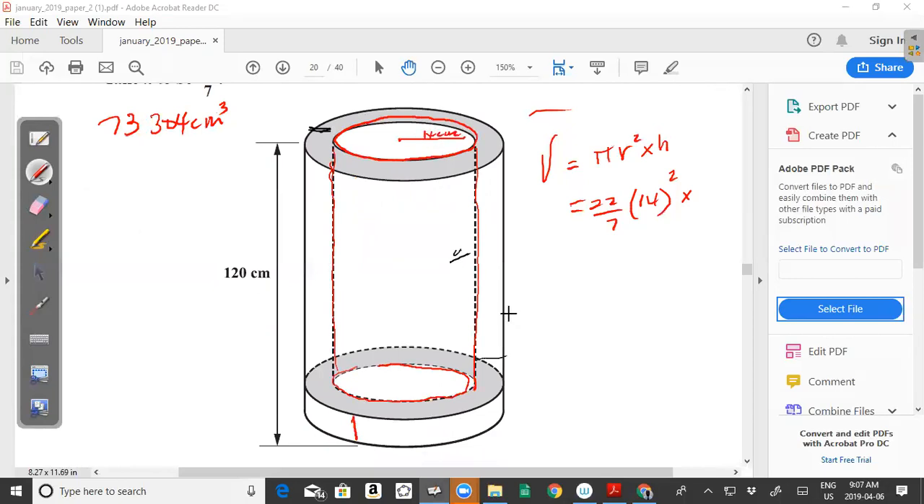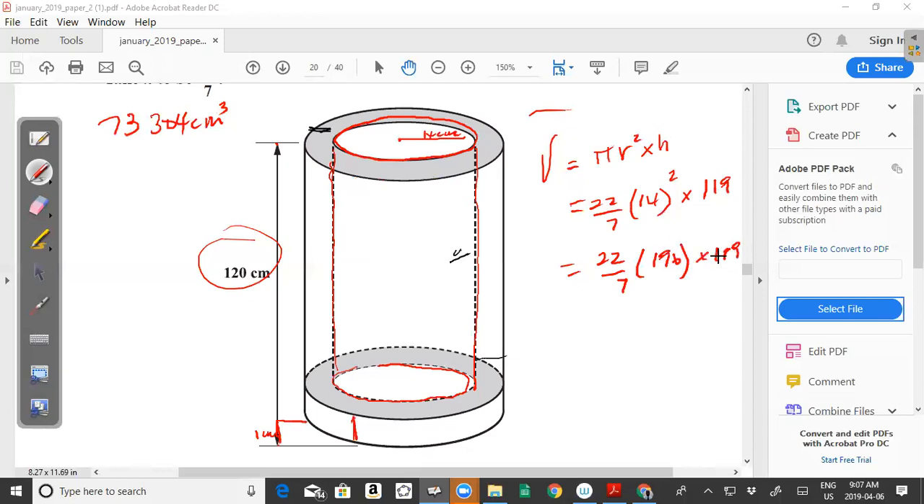All right, so remember the height of the cylinder is from the top to the bottom. So we need to subtract this thickness of 1 centimeter from the height. This is going to leave us with 119 centimeters, since we're trying to calculate the internal volume. So once we put this in our calculator, we have 22 over 7 multiplied by 14 square, which is 196, multiplied by 119.